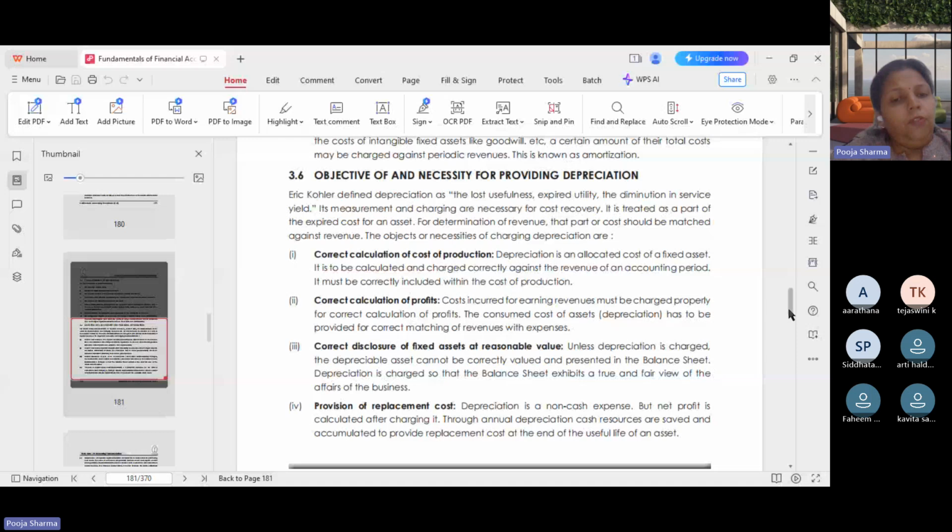So we can make provision of replacement cost, and correct disclosure of fixed asset at reasonable value. So that we can estimate its true value, that is fair value. If we don't charge depreciation, then after 10 years when it gets depreciated, we couldn't get the actual amount that we have for the assets. So correct disclosure.